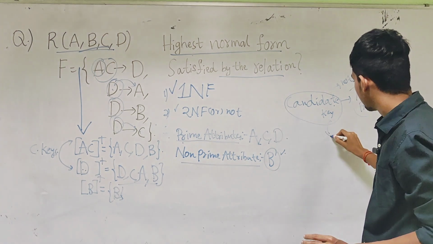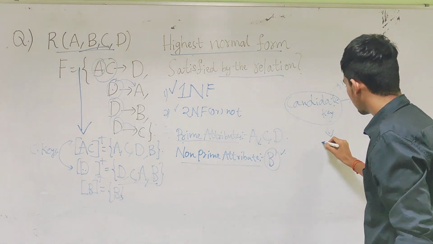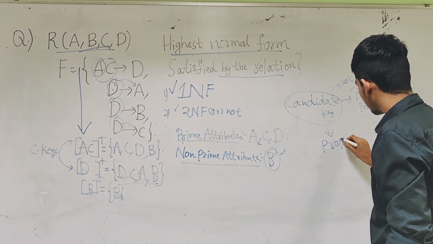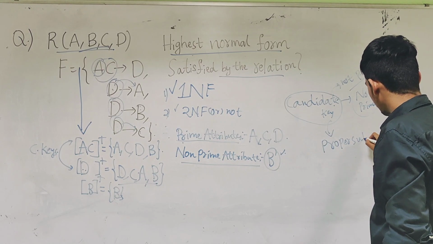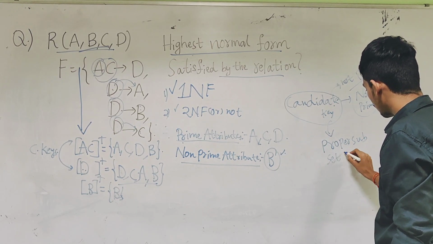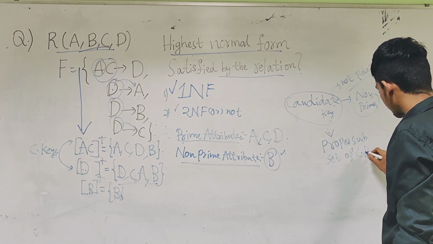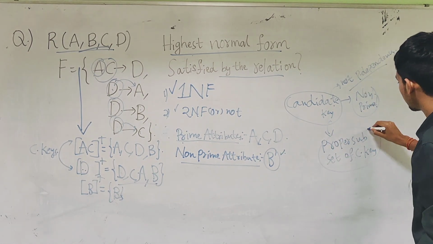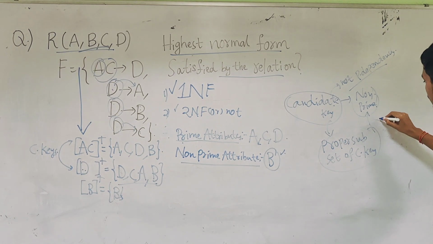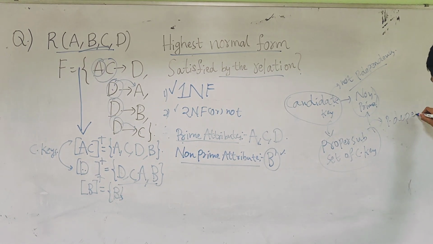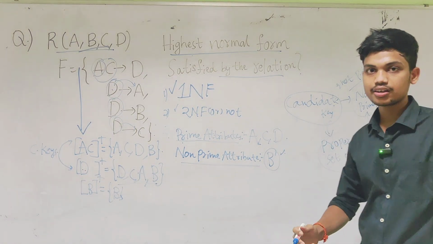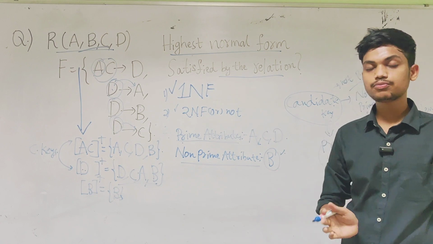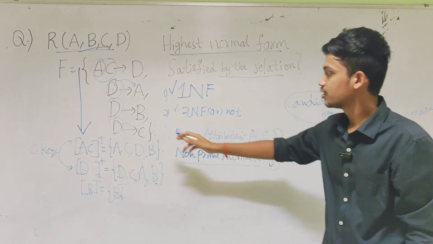If there is a proper subset of a candidate key determining a non-prime attribute, then that is a partial dependency. If it is itself a candidate key, then that is not a partial dependency, that is a full dependency. So this is in 2NF.